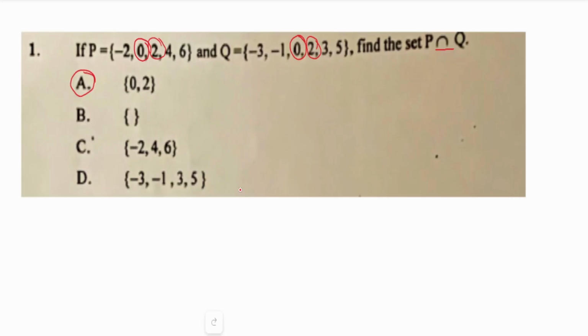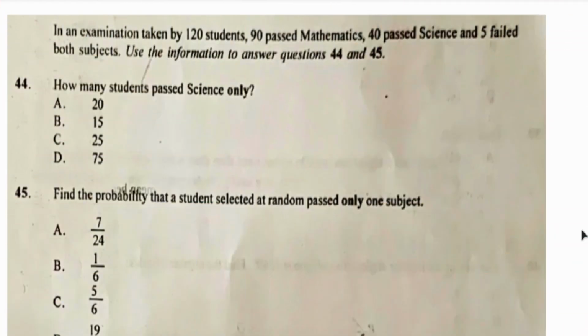Let's go to question 44. For 44 and 45, we are going to use some information to answer the problem. So let me read the question. It says that in an examination taken by 120 students, 90 passed mathematics, 40 passed science, and 5 failed both subjects. Use the information to answer questions 44 and 45.